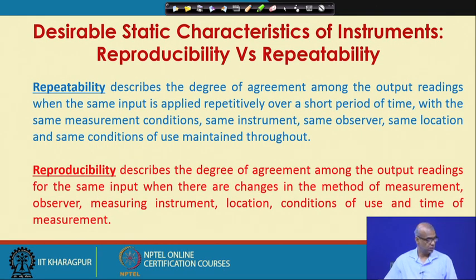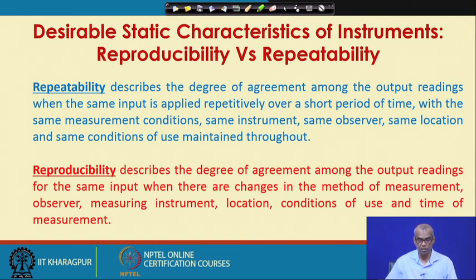Let us talk about another two terms closely related, reproducibility and repeatability. There is a difference between these two terms, and let us try to understand this. Repeatability describes the degree of agreement among the output readings when the same input is applied repetitively over a short period of time within the same measurement conditions, same instrument, same observer, same location and same conditions of use maintained throughout.